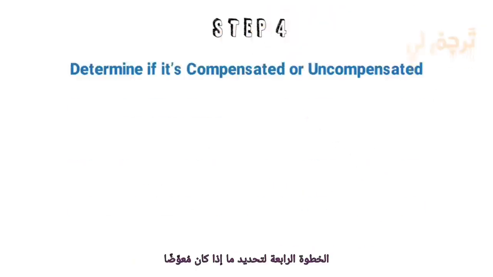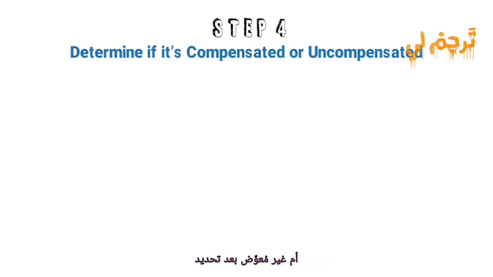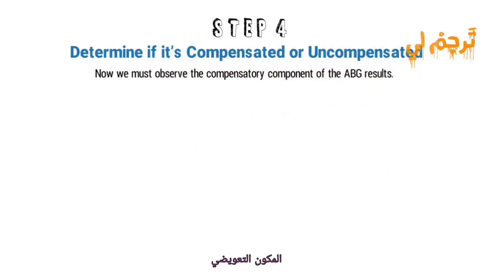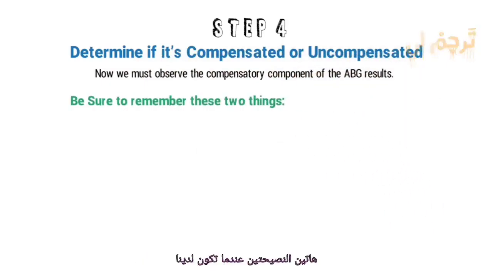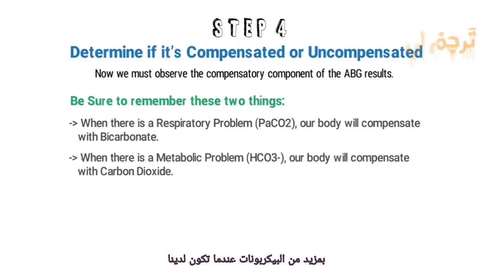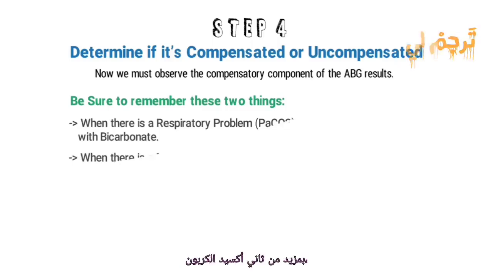Step 4. Identify if it's compensated or uncompensated. After identifying whether the ABG sample is acidosis or alkalosis, and whether it's a respiratory or metabolic issue, now we must observe the compensatory component of the ABG results. To do so, be sure to remember these two tips. When we have a respiratory problem, our body will compensate with more bicarb. When we have a metabolic problem, our body will compensate with more carbon dioxide.